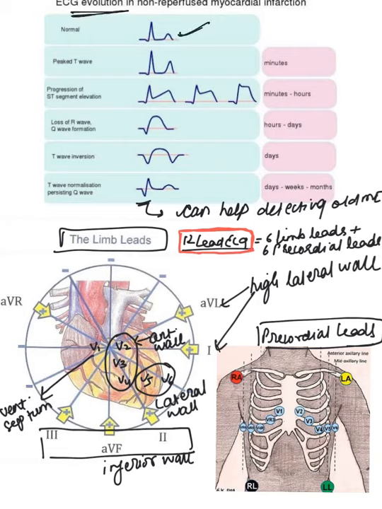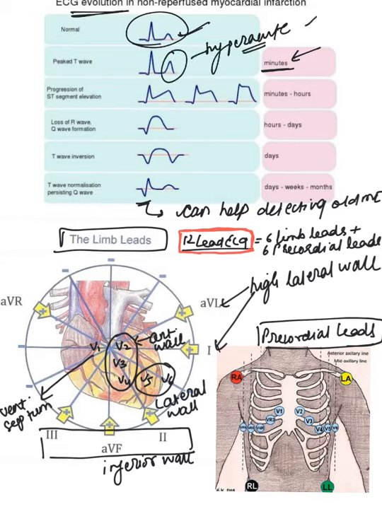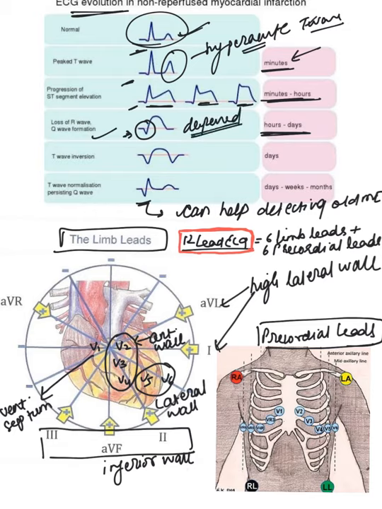So this is a normal QRS complex. As soon as myocardial infarction begins, there is hyperacute T wave. This is the first sign of myocardial infarction on ECG. Followed by that, there is ST elevation within the next few minutes to hours, and then within hours to days, there is a formation of Q wave. So if we compare the Q wave here, the Q wave here is deepened. It is increased in height and width.